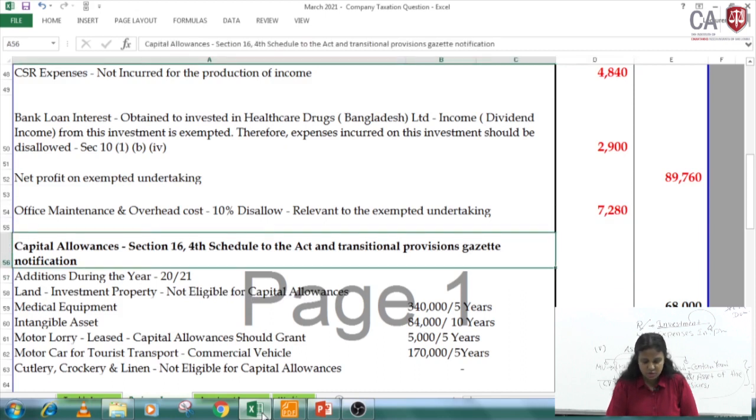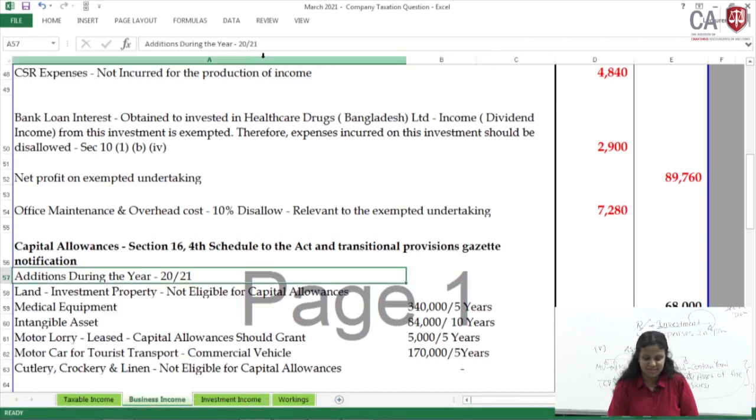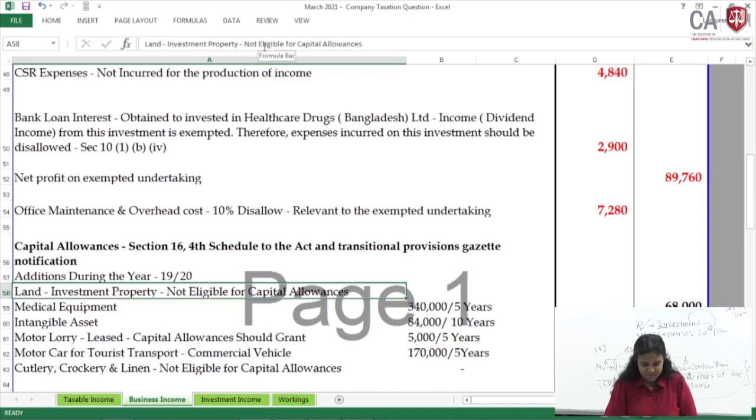Capital allowances: how it comes, section 16, 4th Schedule to the Act and the Transitional Provisions Gazette notification. Additions during the year should be 1920. Since we are in 2021, Lamai, I was also a little confused. It's 1920. Then investment property is not eligible for capital allowances. If it is not eligible, please write why. Then write what you need to write for the paper as the answer script.